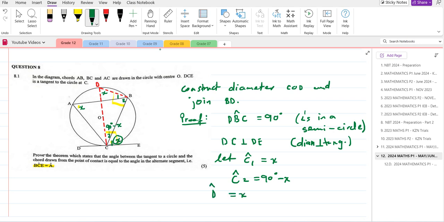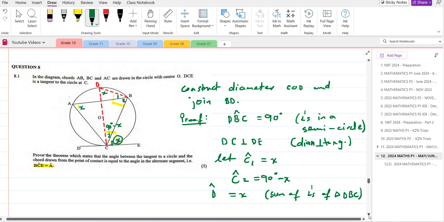If this is 90, as we said, angles in a semicircle, that's also 90 here. We mentioned those two. Angle C1 is x. Angle D is now x because sum of angles of triangle. Which triangle? DBC. So far so good.